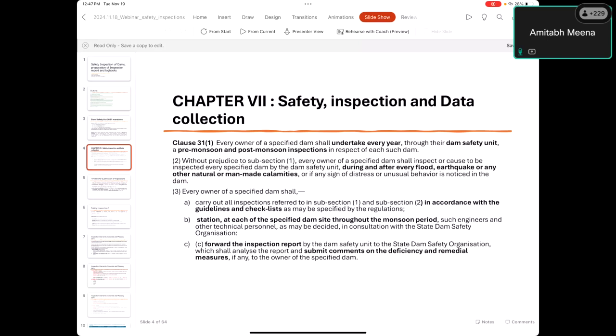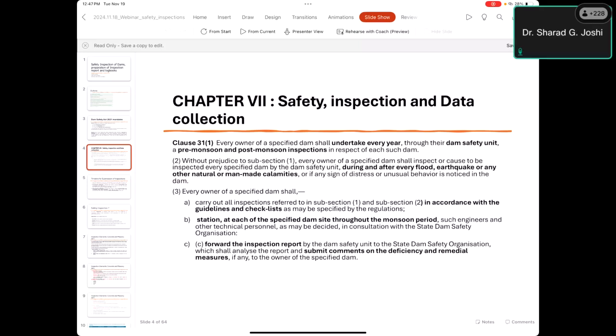So it basically says that whoever is not following the directions of the central government or SDSOs or state government is liable for punishment. So it is empowering SDSO. They have the responsibility also, but this section particularly empowers them. The onus lies on the owner of the dam, always, to keep the dam safe.